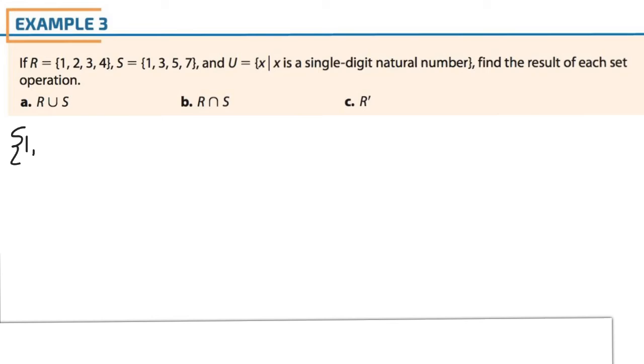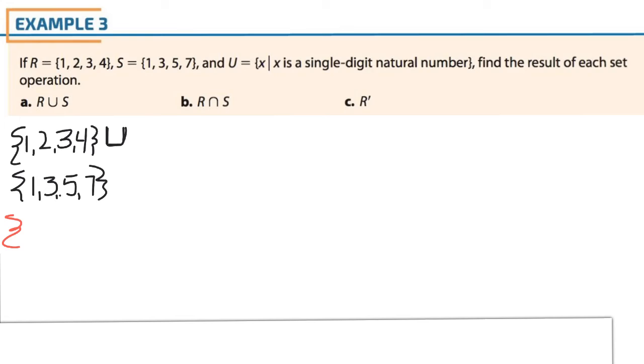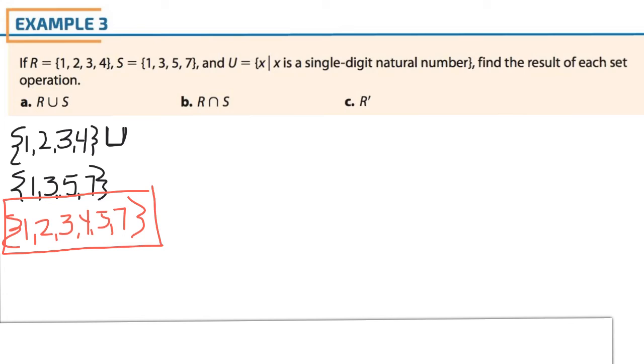R is 1, 2, 3 and 4. Now we're unioning it, or combining it, with S. S is 1, 3, 5, and 7. So the union, all of it together, I'm going to put it in red, is 1, 2, 3, 4, 5, and 7. That is the union of R and S.